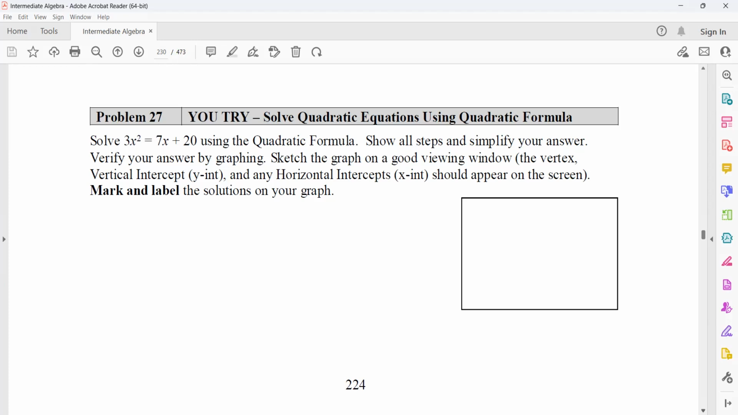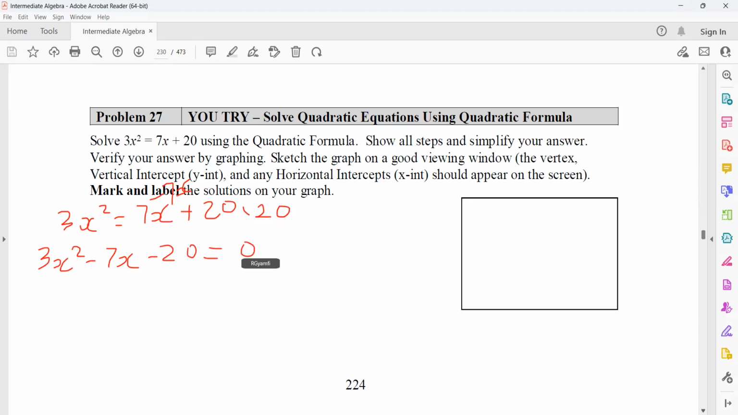Okay, so let's do that. So 3x squared equals 7x plus 20. I know that if I subtract 7x here and I subtract 20, I have to do the same thing here. So I have minus 7x and then I subtract 20 and then it's going to equal 0. So A is 3, B is negative 7, C is negative 20.